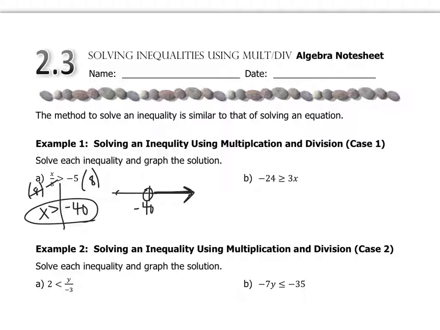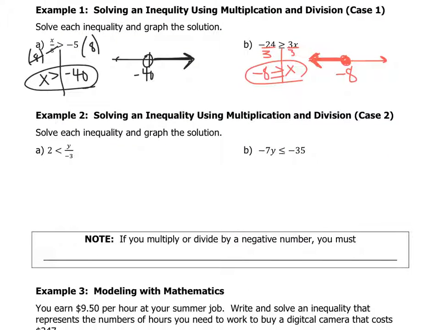Try letter B on your own. All right, hopefully you match. Now let's look at example 2. So you go through the steps, you say no big deal, I'm going to multiply both sides by negative 3. And you get y is greater than negative 6. Okay, so you circle it, you say there's my answer.